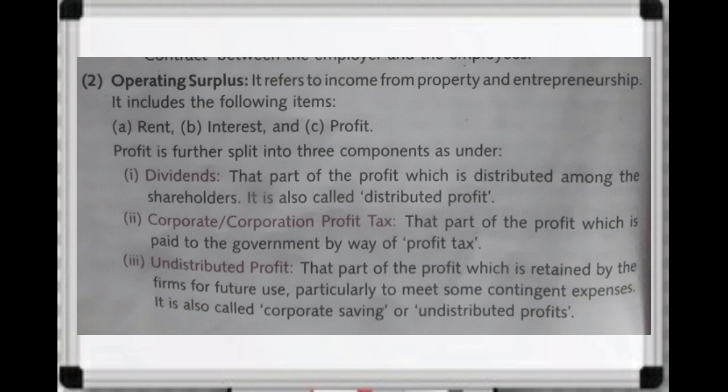Profit is further split into three components as under. First, dividend. It means that part of the profit which is distributed among the shareholders. It is also called distributed profit. Second, corporate or corporation profit tax. It means that part of the profit which is paid to the government by way of profit tax. Third, undistributed profit. It is that part of the profit which is retained by the firms for future use, particularly to meet some contingent expenses. It is also called corporate saving or undistributed profits.